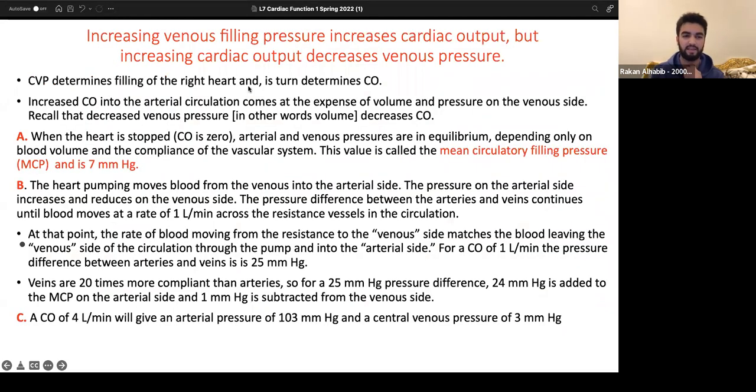So basically, he says here that when we stop the heart, the mean circulatory filling pressure is 7 millimeters mercury, which is the pressure which is exerted by the blood on the walls. Okay.